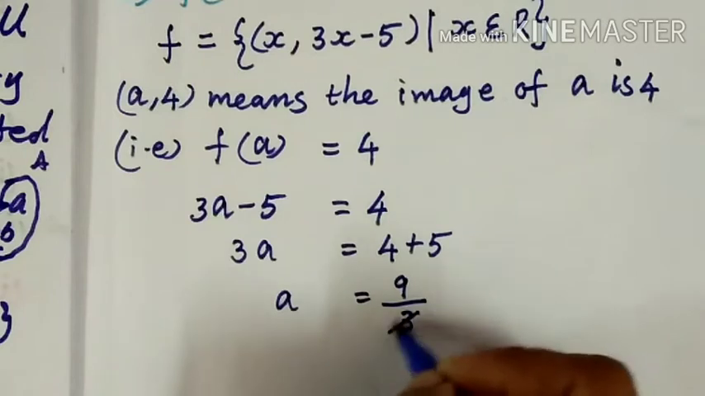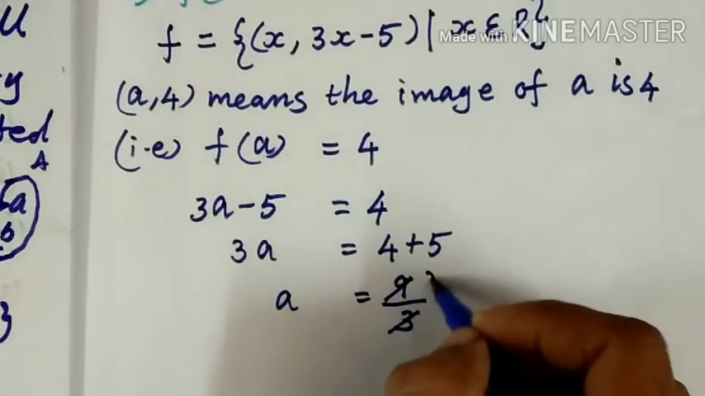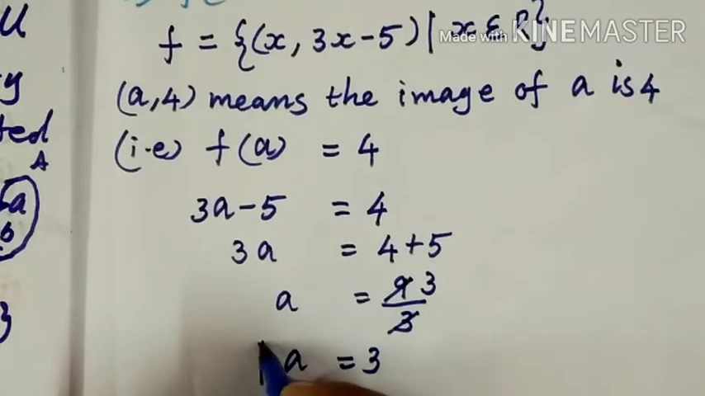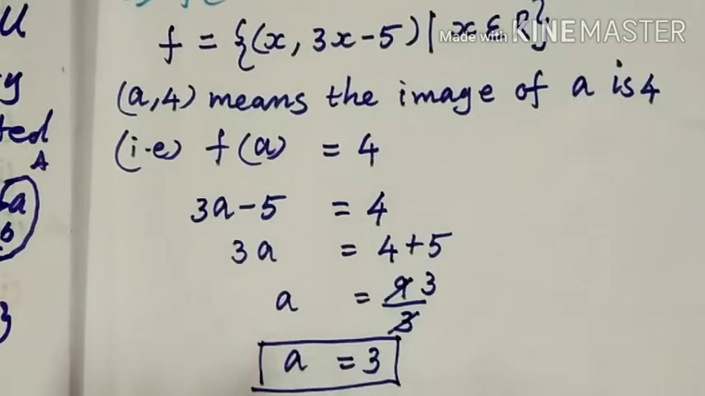That is, cancel, we get a equal to 3. Hence the value of a is 3.